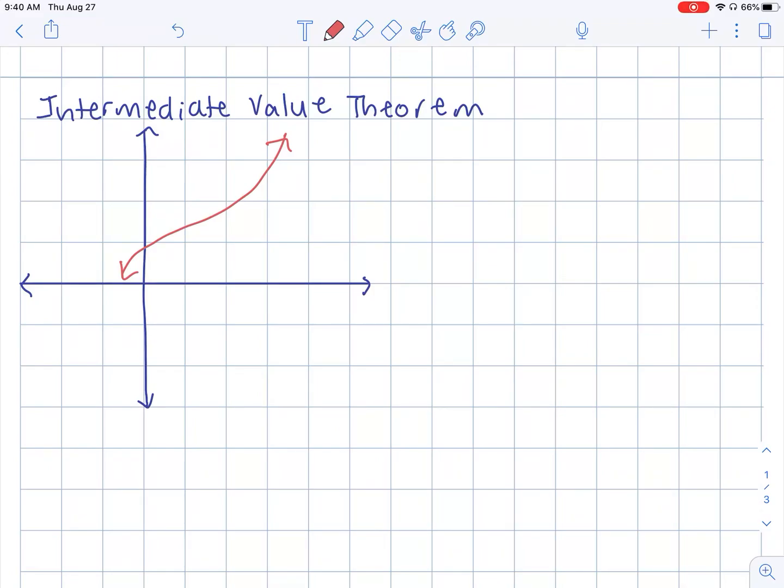Hi, our video today will be on the intermediate value theorem. There aren't too many theorems in AP Calculus BC that I'll tell you need to know by heart, but this is one of them. So we begin with a graph of an increasing function. Go ahead and sketch that out in your notebook.